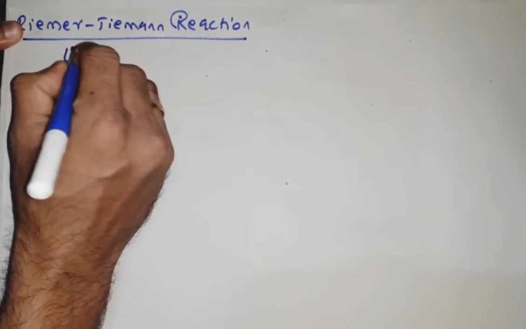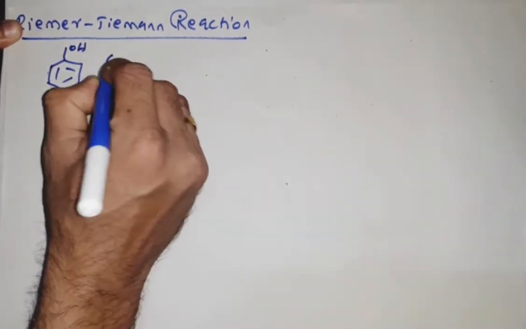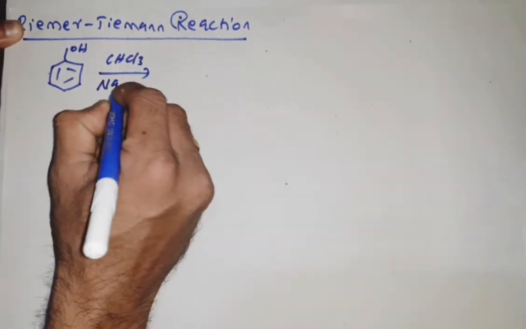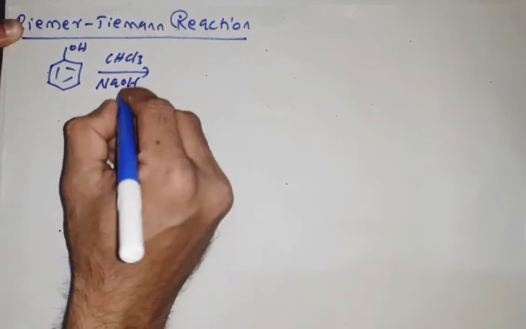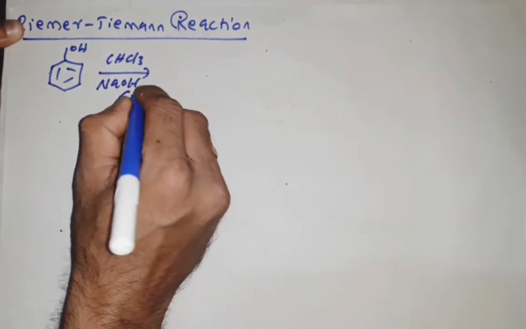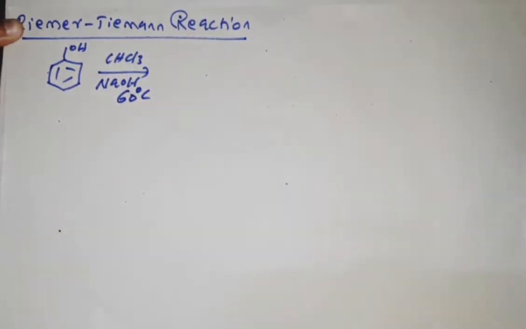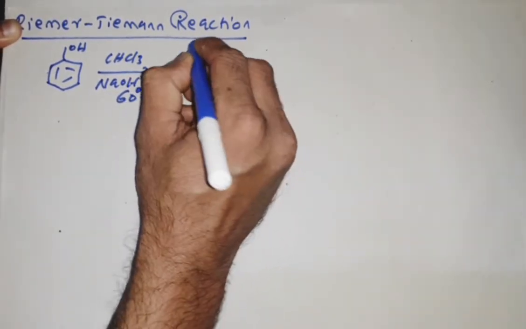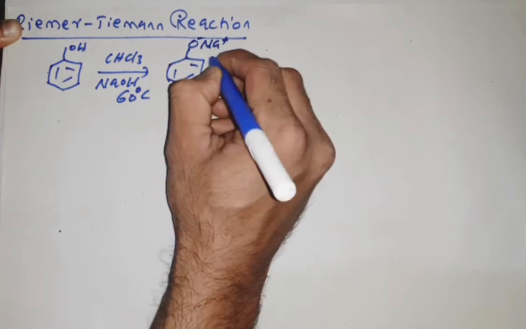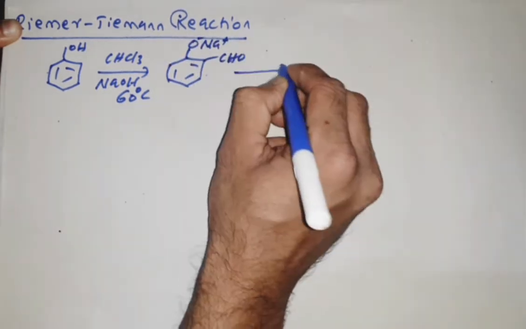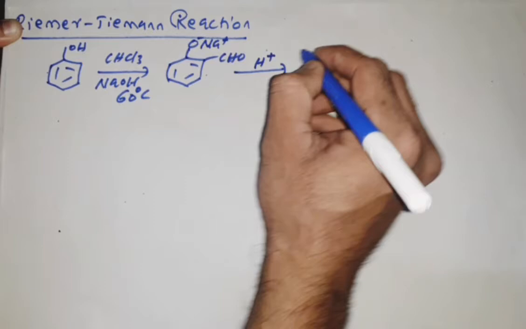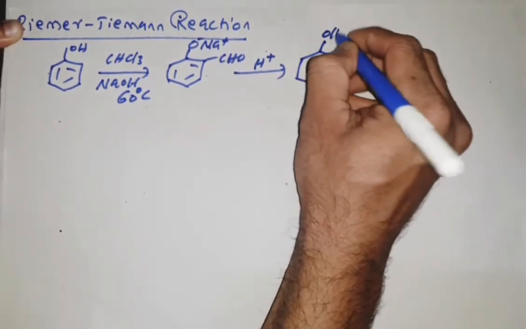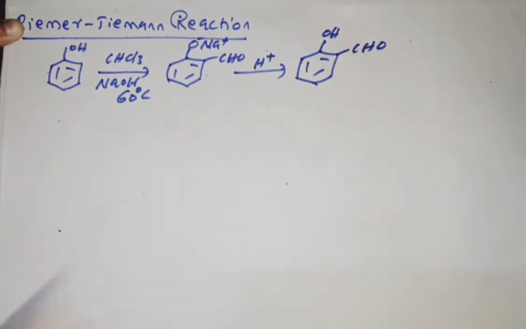phenol with chloroform, CHCl3, in aqueous NaOH at around 60 degrees Celsius, followed by acidification. We get ortho-hydroxybenzaldehyde.